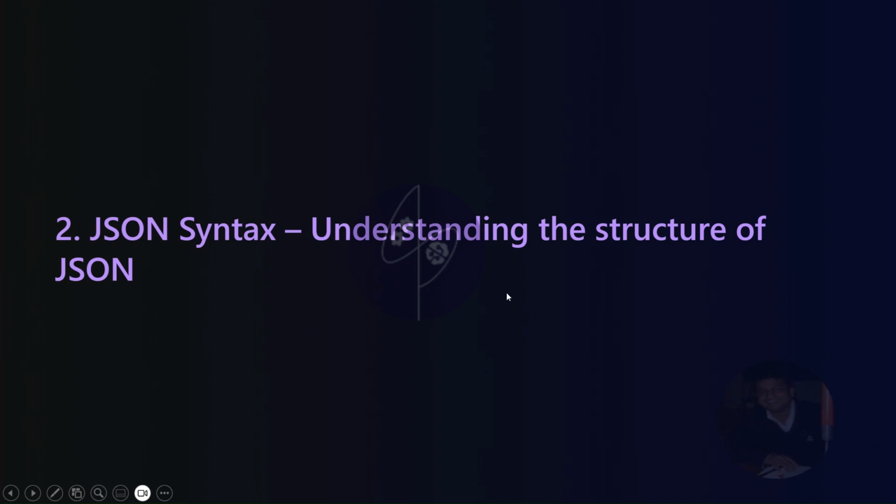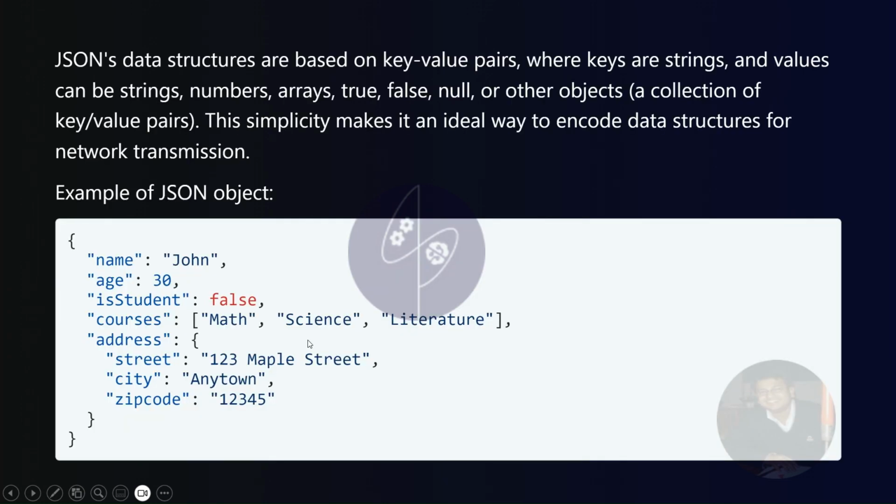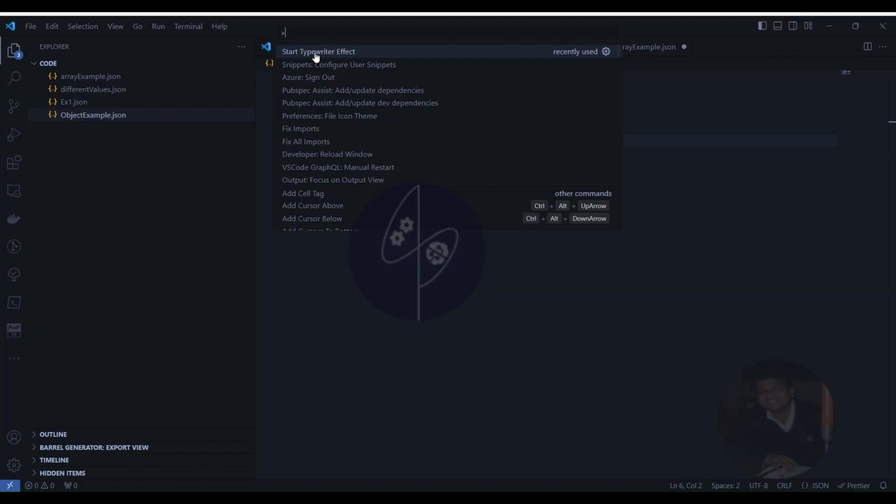Welcome back. In this session, we will look into JSON syntax, where we will understand the structure of JSON. JSON, which stands for JavaScript Object Notation, is a lightweight data interchange format that's easy to read and write for humans and easy to parse and generate for machines. Its syntax is derived from JavaScript Object Notation, but it is independent of JavaScript and can be used with many different programming languages. Now we will first look into objects.